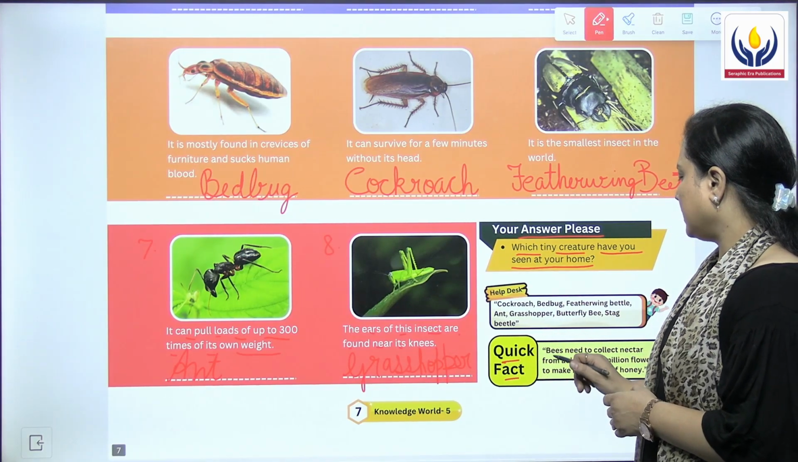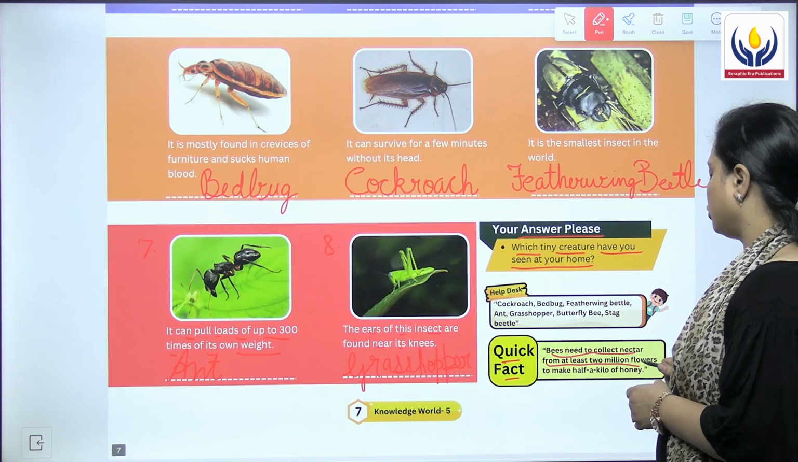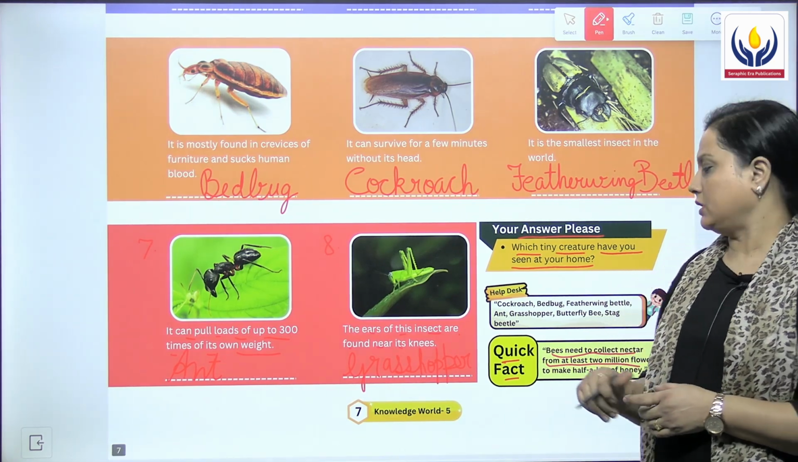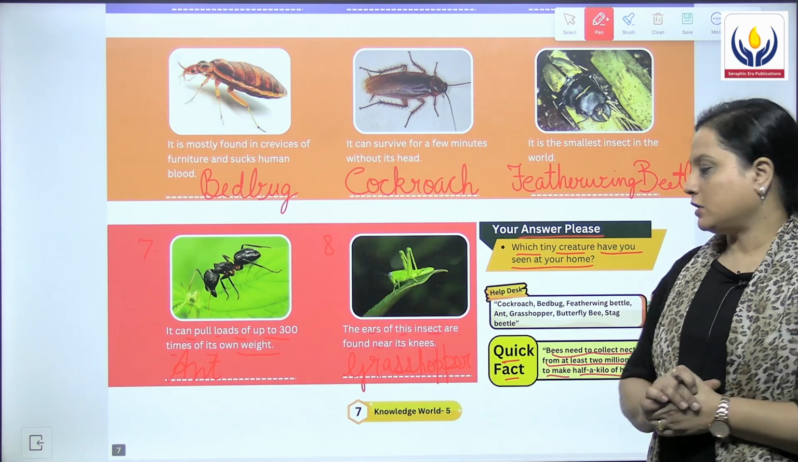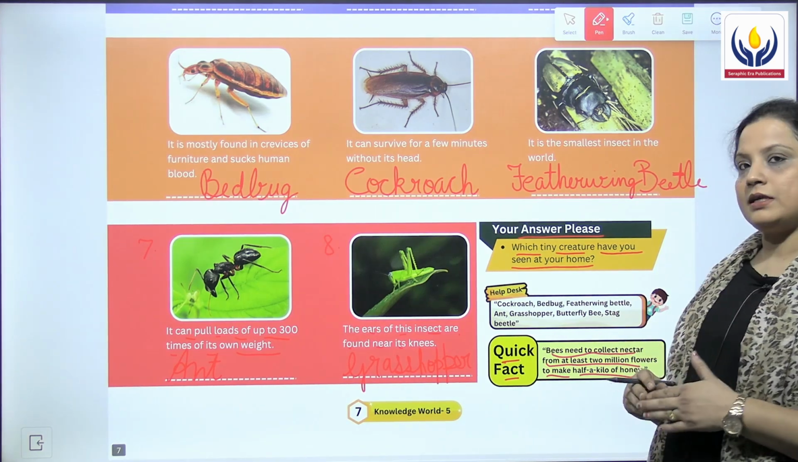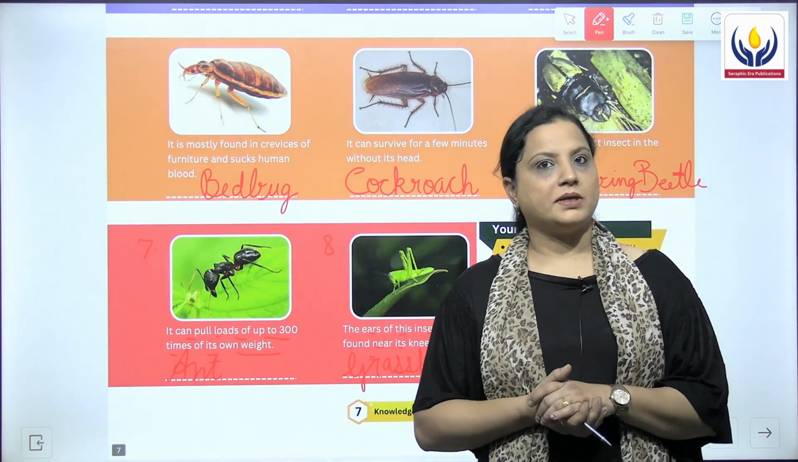Next, the quick fact. It says that bees need to collect nectar from at least 2 million flowers to make half a kilo of honey. यानी कि 2 million flowers से bees nectar collect करती हैं ताकि वो half kg honey बना सकें.